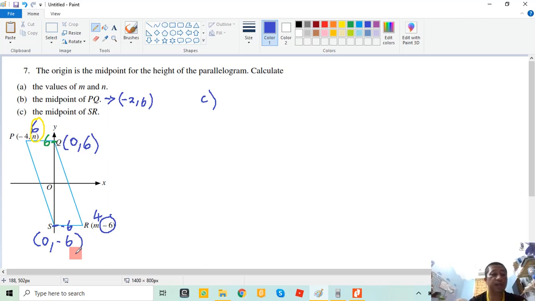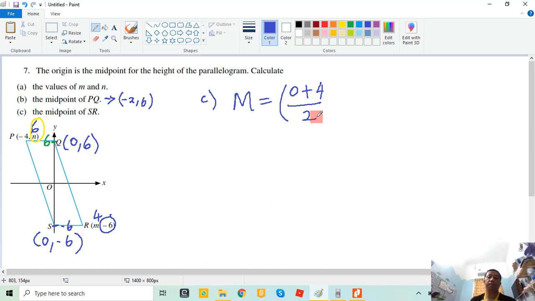Now we want to find the midpoint for question C. Midpoint of SR. So x1 is this one, x1 is 0, plus x2. x2 from point R, this one, and then divide by 2. So 0 plus 4, divide by 2.